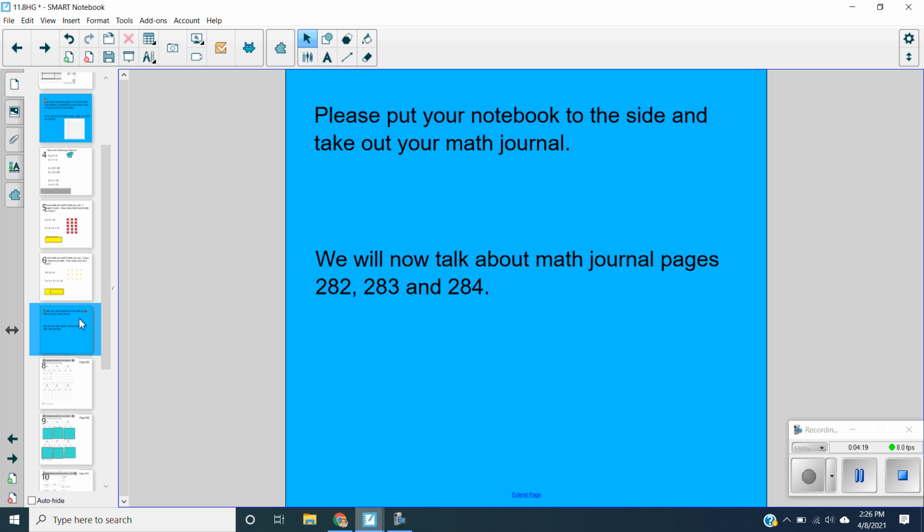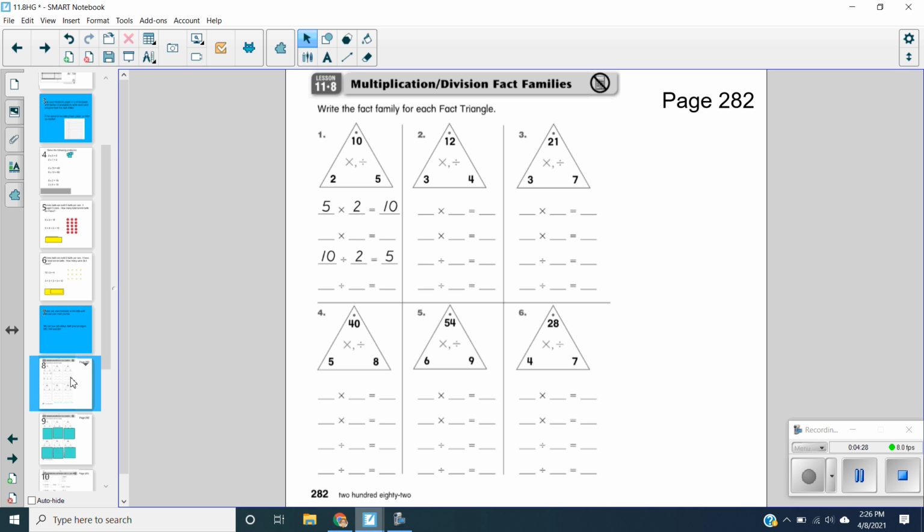For this next part, if you can put your notebook or your whiteboard to the side and open up your math journal to page 282. We'll start with that page first. 282 looks like this, where we are working with some multiplication, division, fact families. So this first one, they gave us the numbers 2, 5, and 10. So we have 5 times 2 equals 10. You would do the turnaround fact. And then we have 10 divided by 2 equals 5.